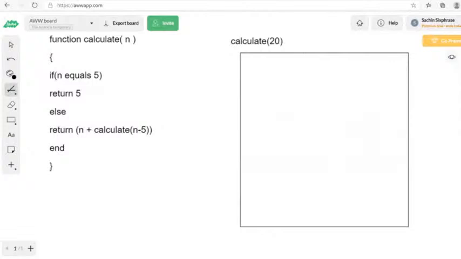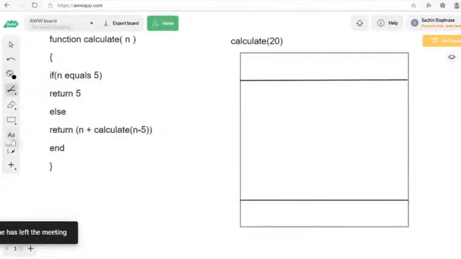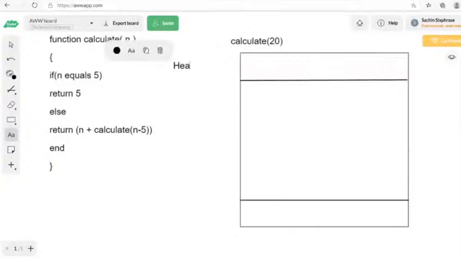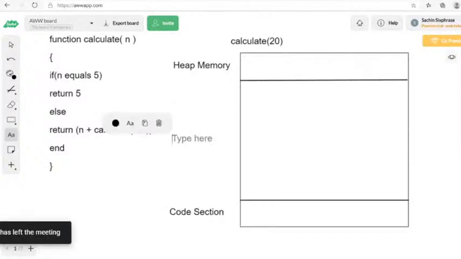That random access memory has three different parts inside the main memory. The first, topmost part is going to be heap memory. The bottommost part is going to be the code section. And the middle part is going to be the stack section. Stack memory is used completely for recursion here.